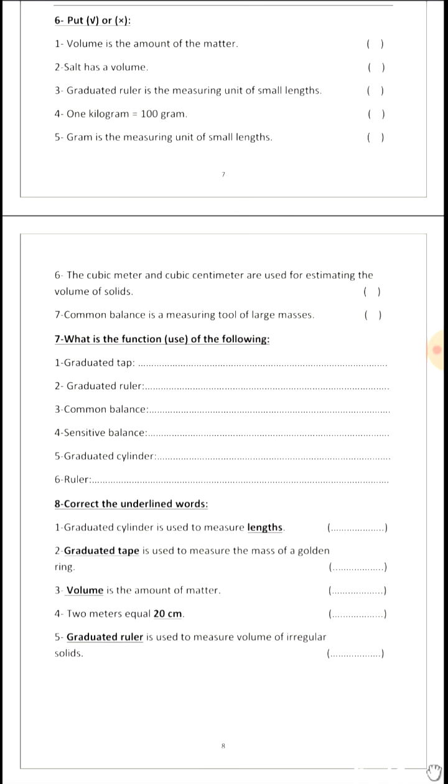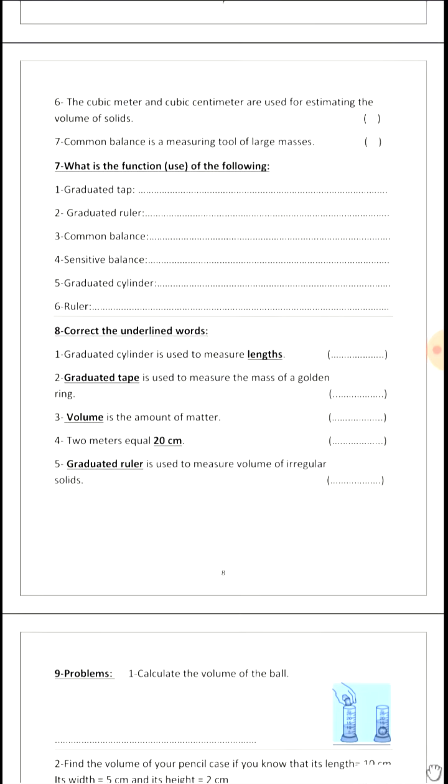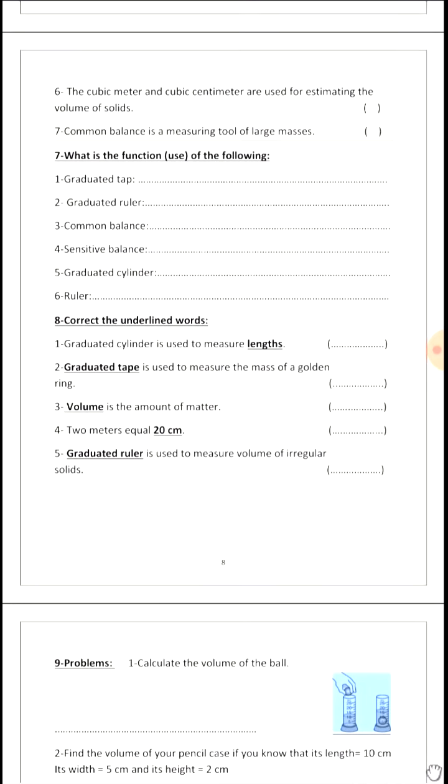Number 5. Gram is the measuring unit of small lengths. False, because gram is the measuring unit of small masses. Number 6. The cubic meter and the cubic centimeter are used for estimating the volume of solid. True. Number 7. Common balance is a measuring tool of large masses. True.